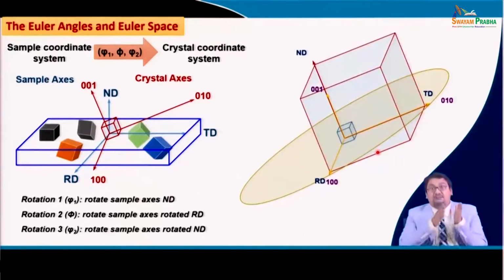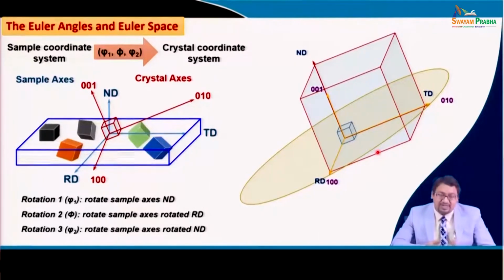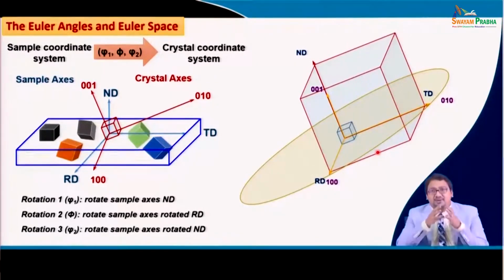So, this path of travelling, the angular path of travelling for the sample coordinate system with respect to the crystal coordinate system, that is phi 1, phi, phi 2, basically gives the information of the orientation of the material, and this rotation is basically known as the Euler angle, and the space that is made by this rotation, that is phi 1, phi, phi 2 space, is known as the Euler space.